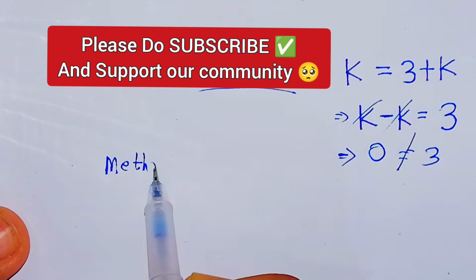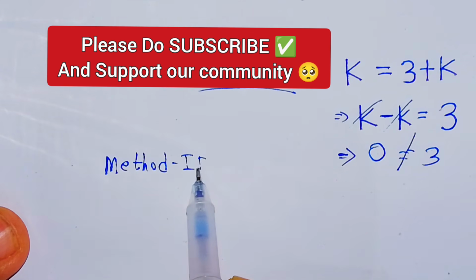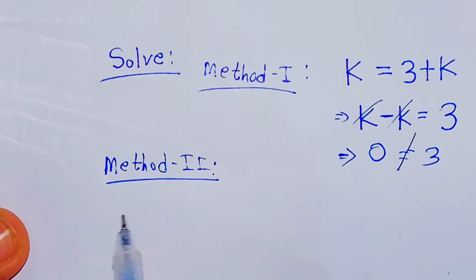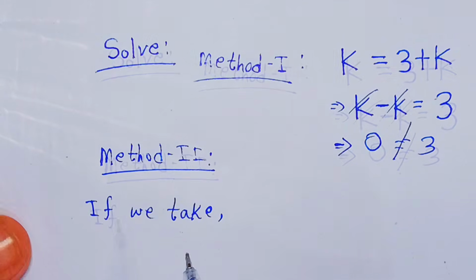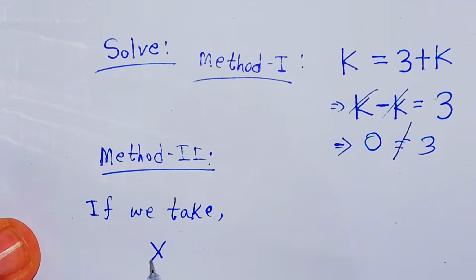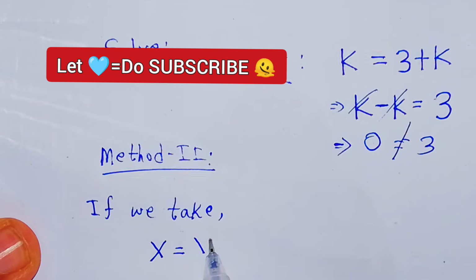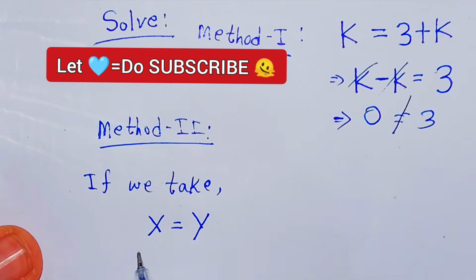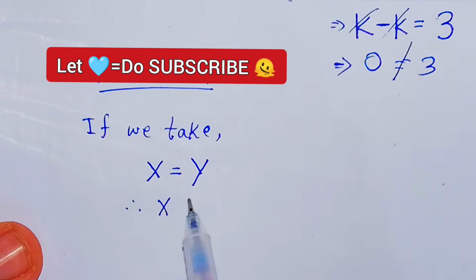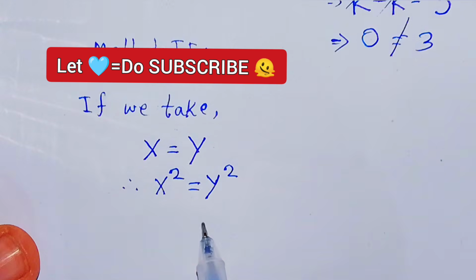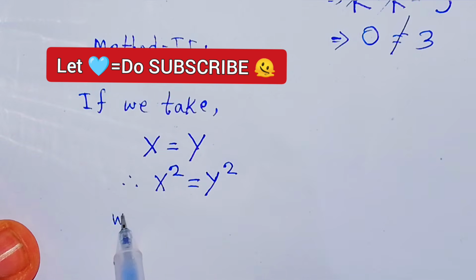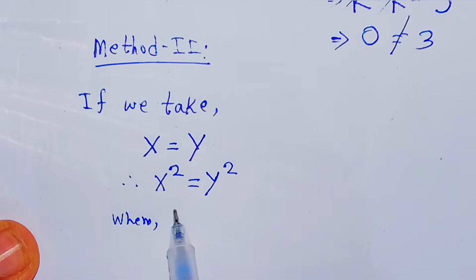So here we have to use method number 2. If we take x equal y, then we can also write x square equal y square, because the square value is the same. So it means the modulus value of x is equal to the modulus value of y.